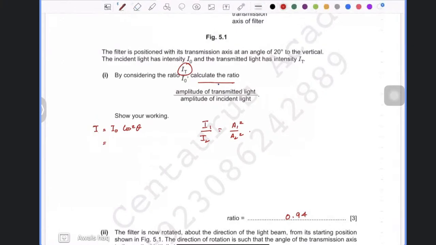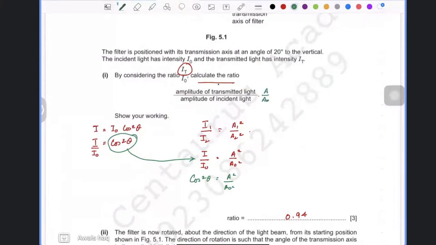let's do it this way. Can I write it like this, please? Would you mind? Right? In here, it will be I over I naught equals A square over A naught square. Can I write it like this? Yeah. Can I then put this value here? Yes, sir. So it will be cos square theta equals A square over A naught square. So we need A over A naught only. So can I take under root on both sides then? If I take under root on both sides, will I get cos theta equals A over A naught then?